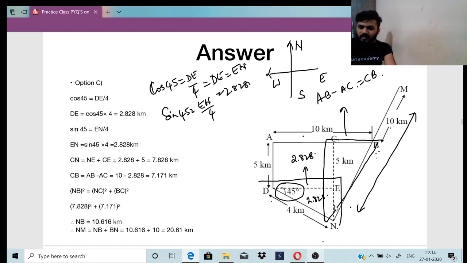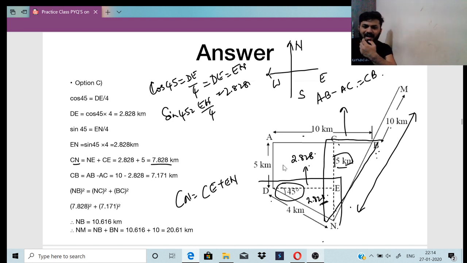Similarly, EN is 2.828. I want CN totally, so CN will be CE plus EN, right? You guys are getting this? Because this is the whole triangle with sides CB, BN, CN. So for CB I need AB minus AC, and for CN I need CE plus EN. CE is given as 5 kilometer, so it is 2.828 plus 5, 7.828.